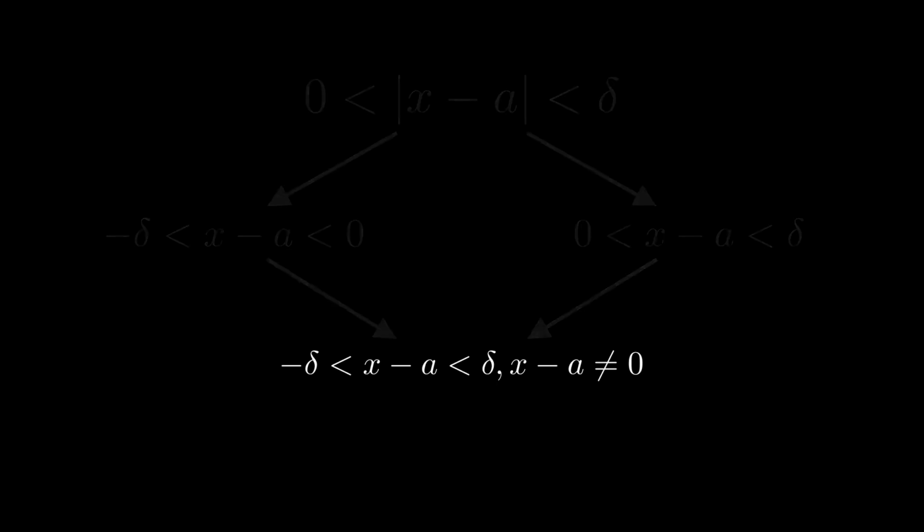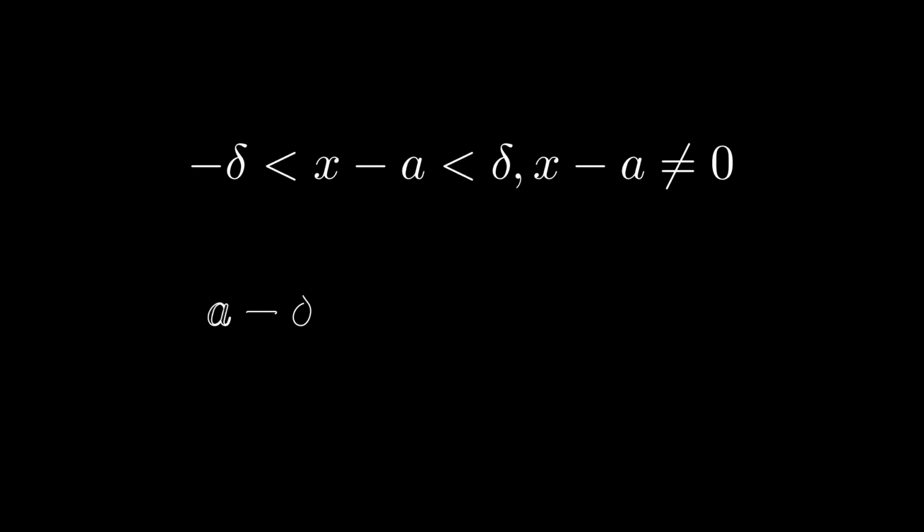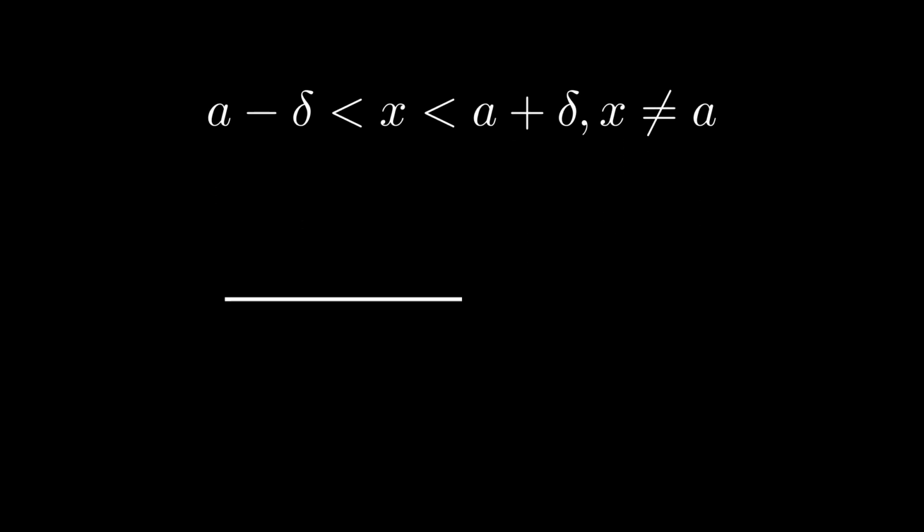So let's write it as negative delta is less than x minus a is less than delta, and x minus a is not equal to 0. This turns into x is not equal to a. If we add a to both sides, we get a minus delta is less than x is less than a plus delta. What does this mean?